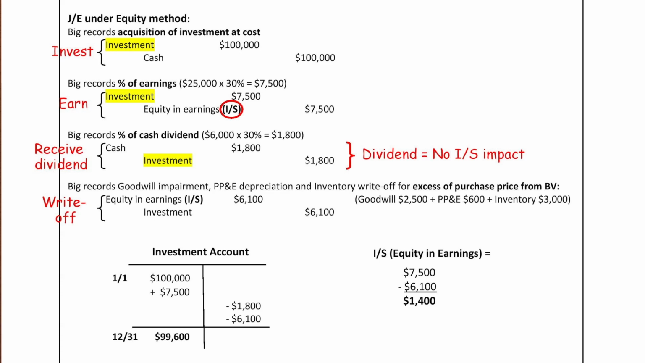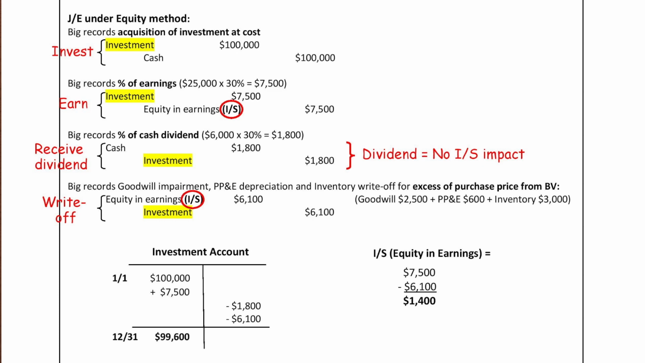Putting all of this together, we have $600 for PP&E, $3,000 for inventory and $2,500 for goodwill, a total of $6,100 of write-off, which is debited to the income statement, equity in earnings, and it reduces the investment by $6,100.